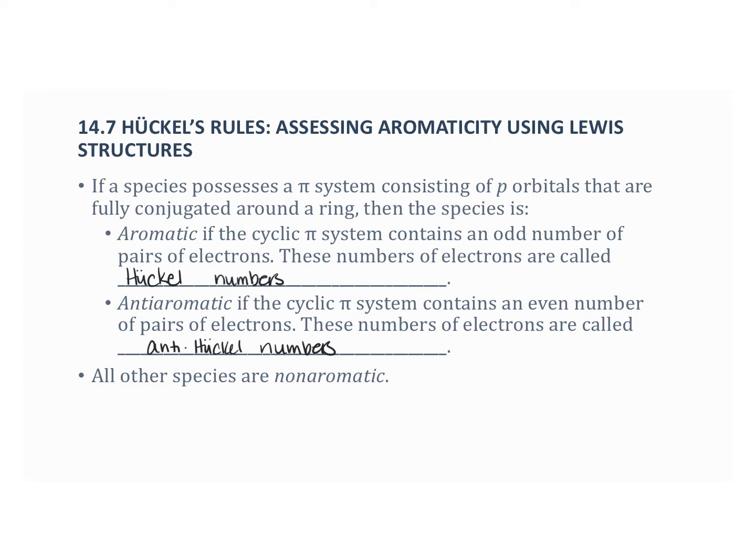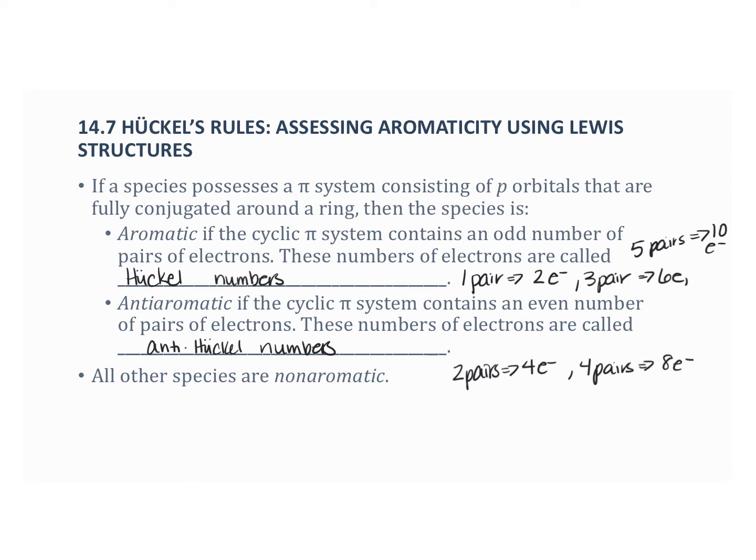An example of Huckel numbers would be 1 pair, which would be 2 electrons, or 3 pairs, which would be 6 electrons, or 5 pairs, which would be 10 electrons. And then anti-Huckel numbers are the even numbers. That would be 2 pairs, which is 4 electrons, or 4 pairs, which would be 8 electrons, or 6 pairs, which is 12 electrons.